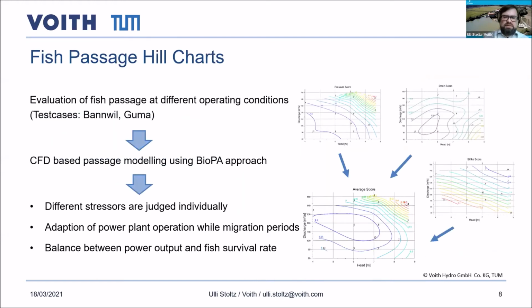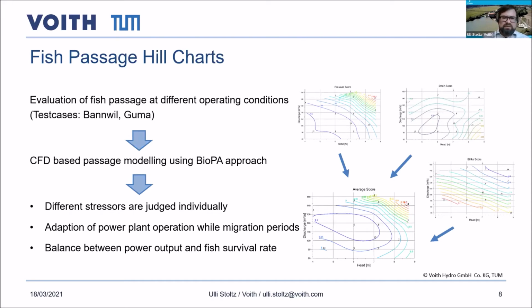Okay, this approach was then used for the Skooma and Banville power plant. We ran all possible operating conditions and even further to get these fish passage hill charts Peter already presented before. And we could get those for different stresses, for the pressure, minimum pressure, the shear, and for the strike events. And you can see, for example, for strike at high flows, the risk of strike is lower because there are higher velocities and the blades are wide open. And for pressure, the higher the flow is, the lower the pressure gets, so it's a bigger risk for the fish to get injured.